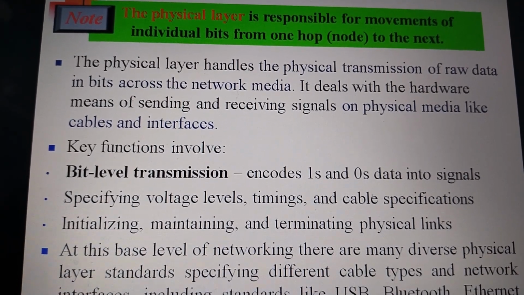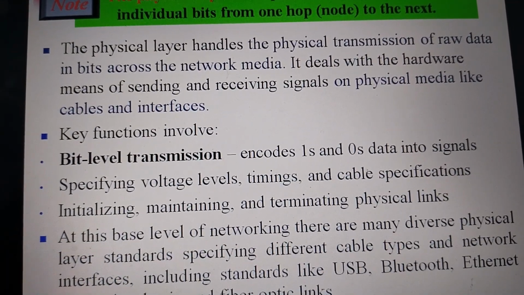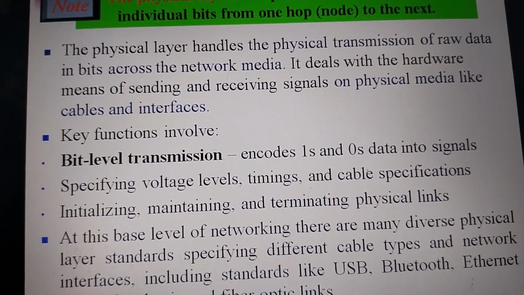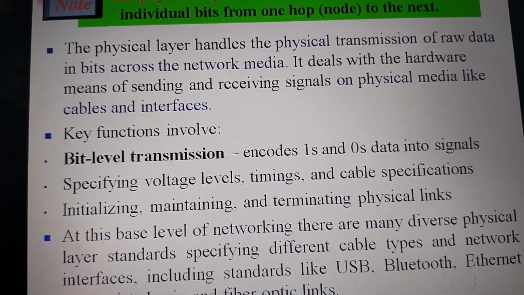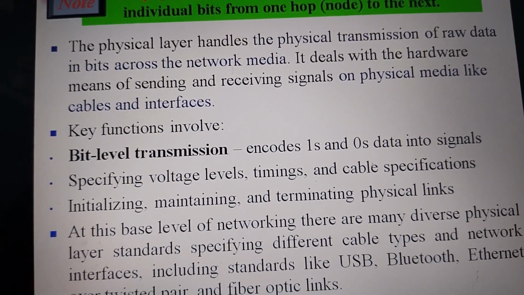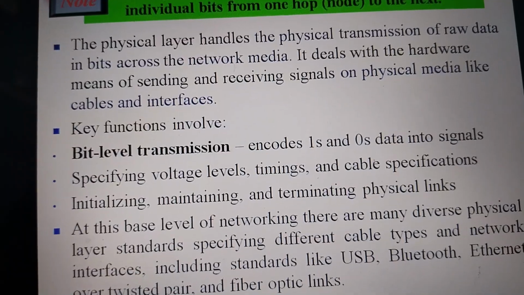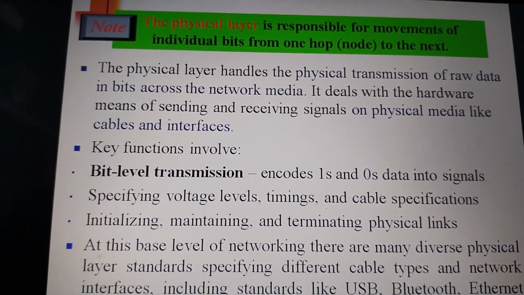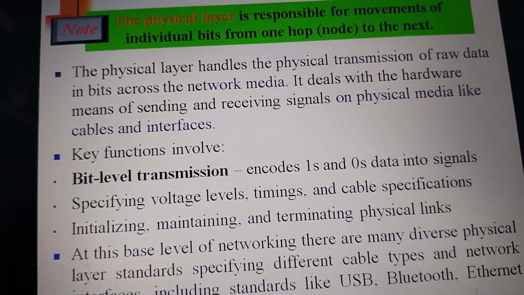At this base level of networking there are many physical layer standards. Okay, the types of network interfaces include USB, Bluetooth, Ethernet, twisted pair cables, and optical fiber cables. These are all physical layer transmission media. Okay, these are about the physical layer.